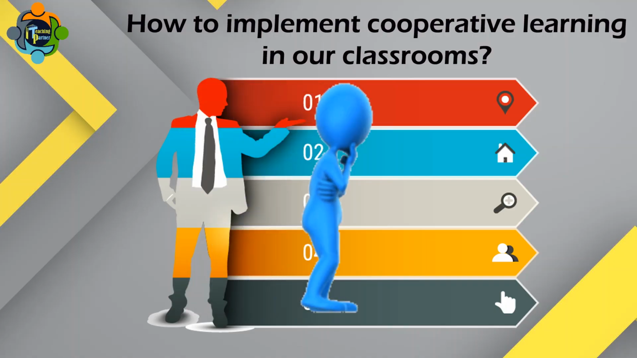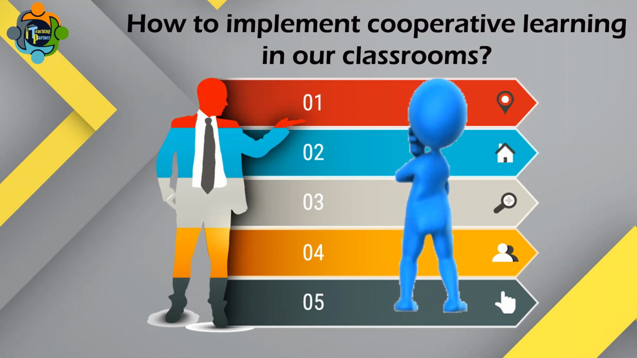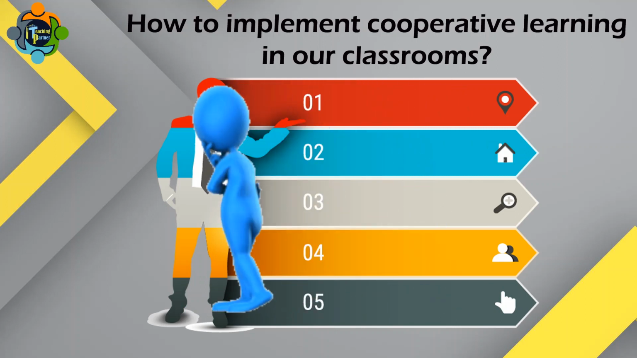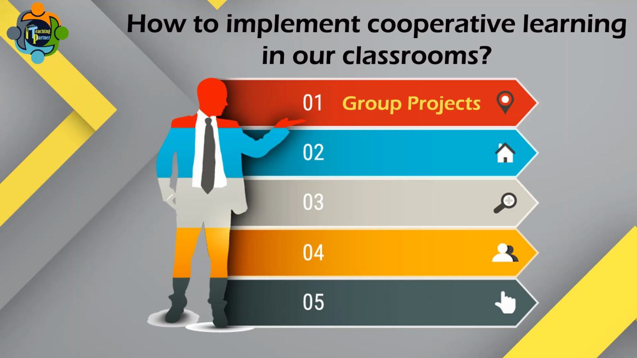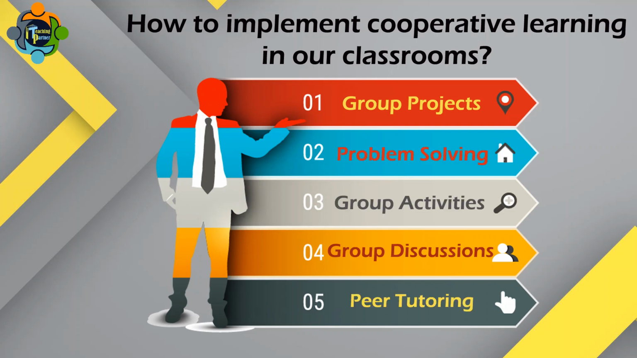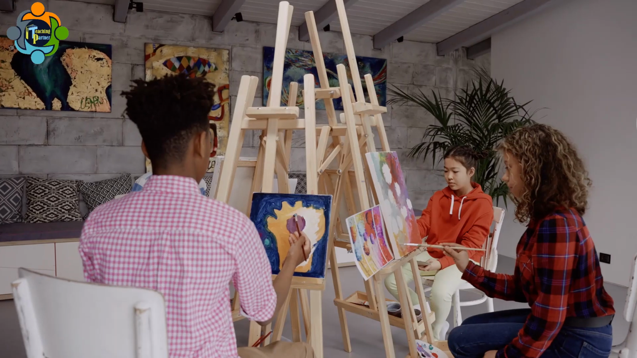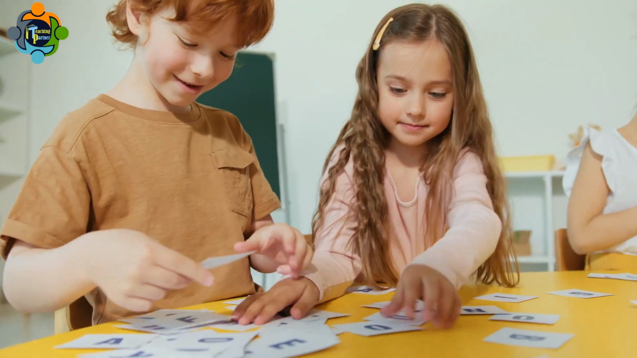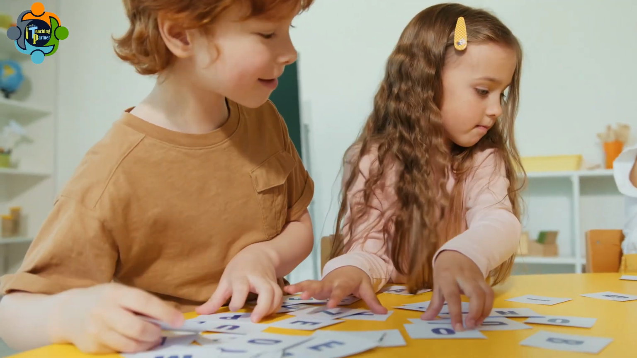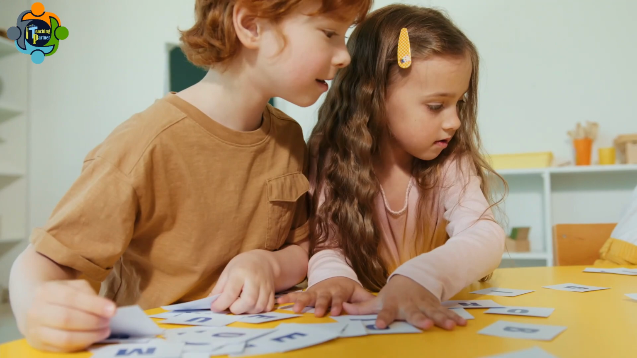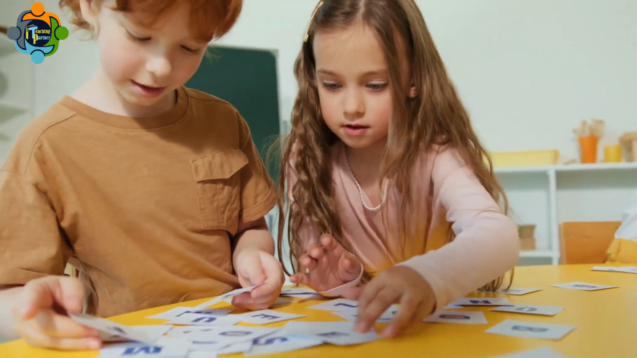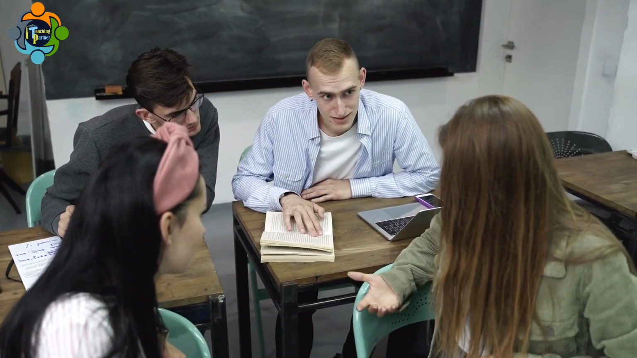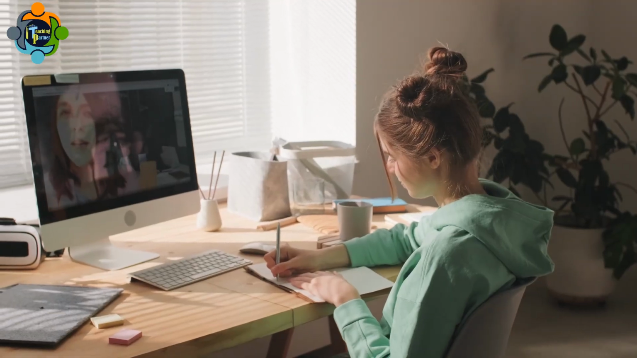Now, there is a question: how can we implement this in our class? Cooperative learning can be implemented in various ways, such as through group projects, problem solving activities, discussions, and peer tutoring. It can be used across different subjects and grade levels, and it can be particularly beneficial for promoting critical thinking, communication, teamwork, and mutual respect among students. The best part of cooperative learning is that it is applicable for face-to-face class, online class, or even hybrid.